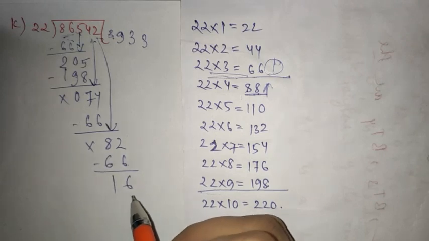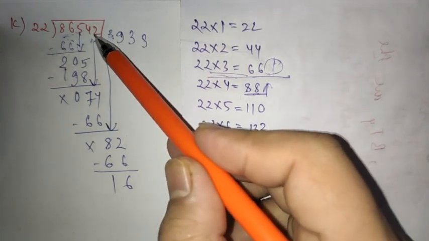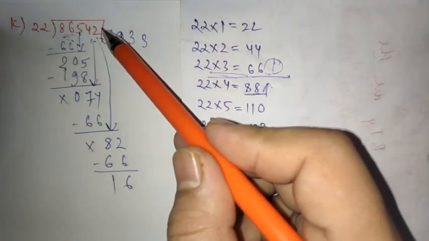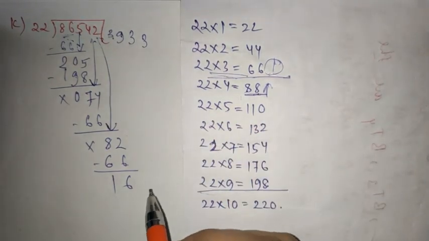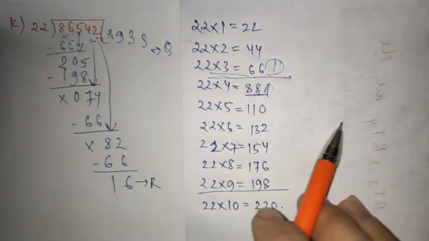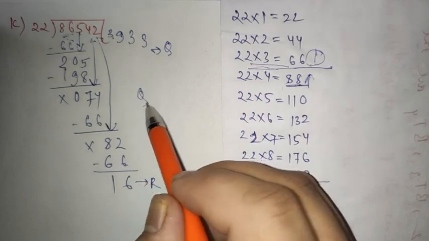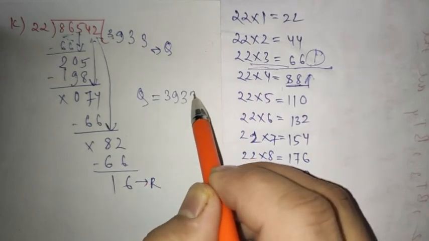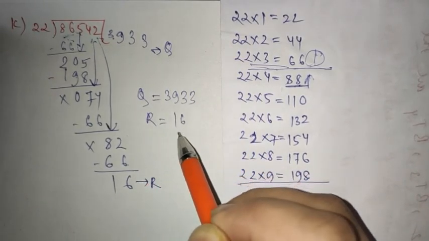So 16. Now nothing is left on your dividend side, right? So this 16 will be a remainder here, and this will be your quotient. So you may write over here that Q is equal to 3933 and your R is equal to 1660.